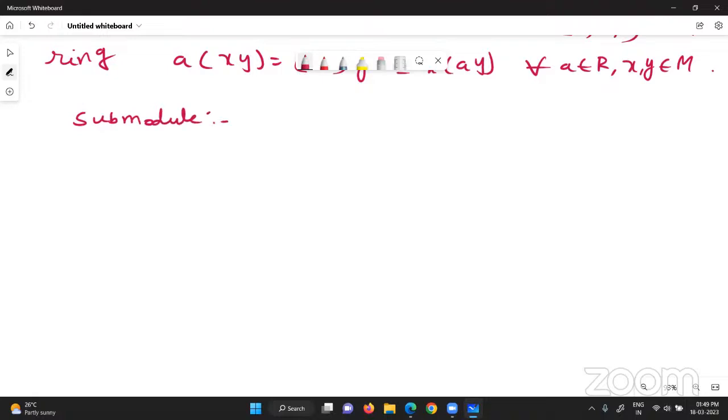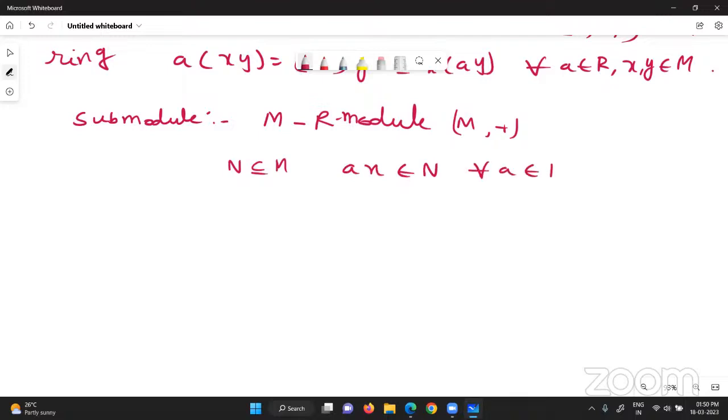A submodule is a subgroup. We know that if M is an R module, then M plus is an abelian group. So a subgroup N of M is said to be a submodule if ax belongs to N for all a belongs to R and x belongs to N. In such a case, we call it a submodule.